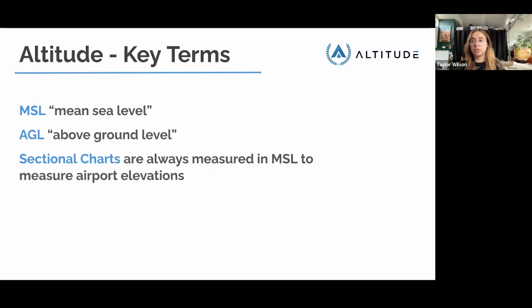When we're talking about sectional charts, which we have a whole other live session on charts, it's important to note that they're always measured in MSL to measure airport elevations. There will be a few figures that are in AGL, which we talk about in the live Q&A, and it's mentioned in our course as well. But typically, all the altitudes you read are going to be in MSL.